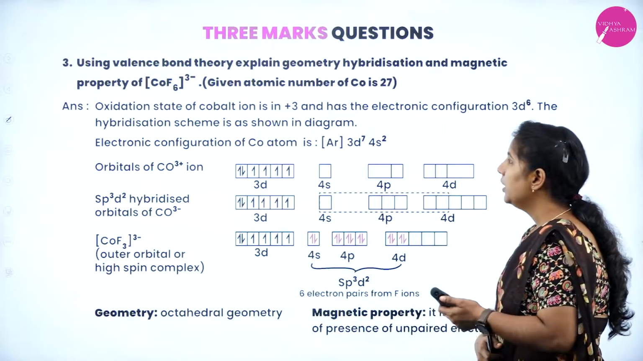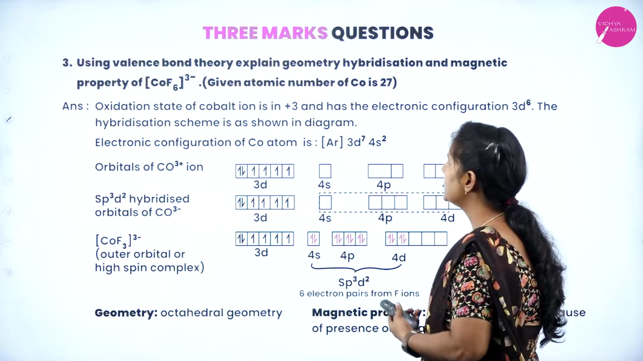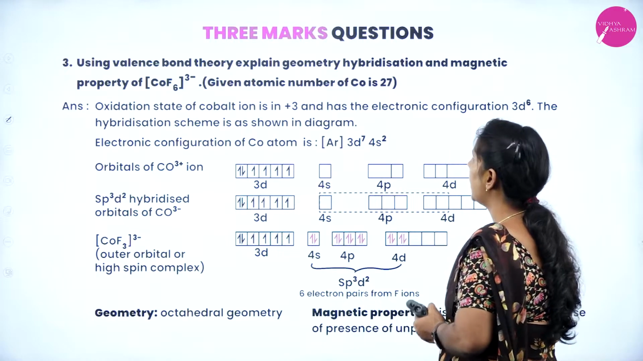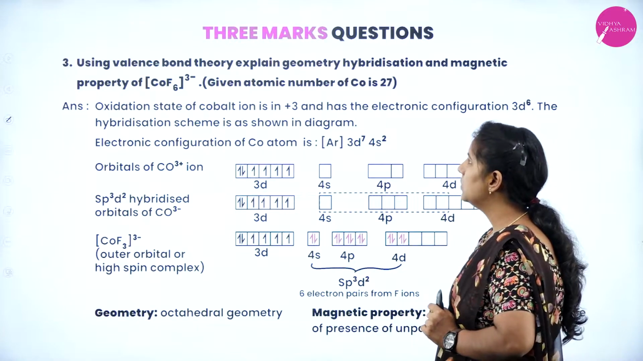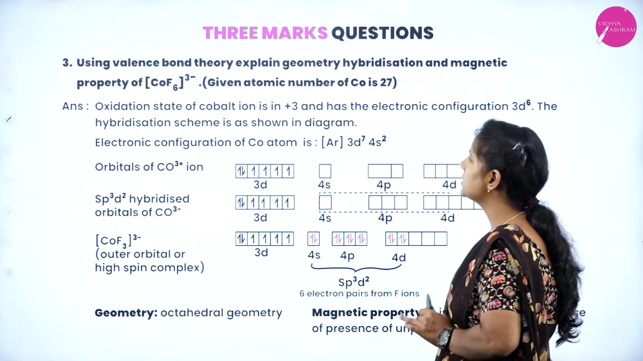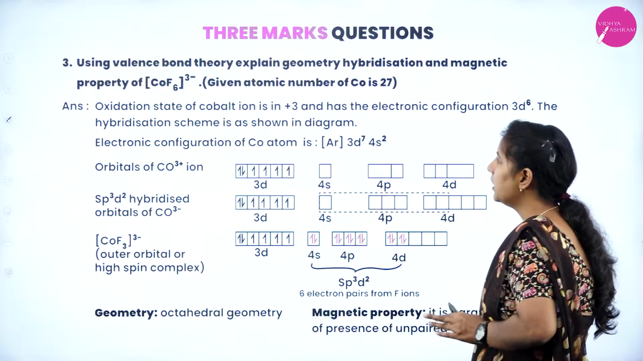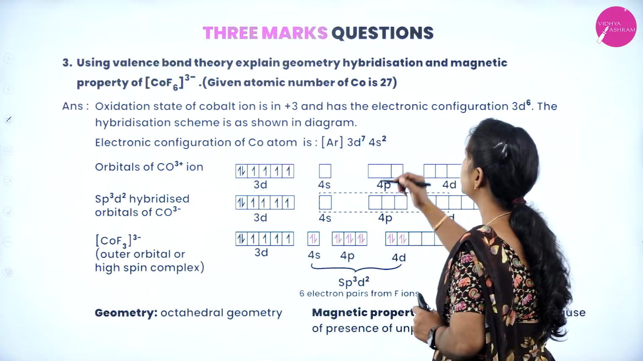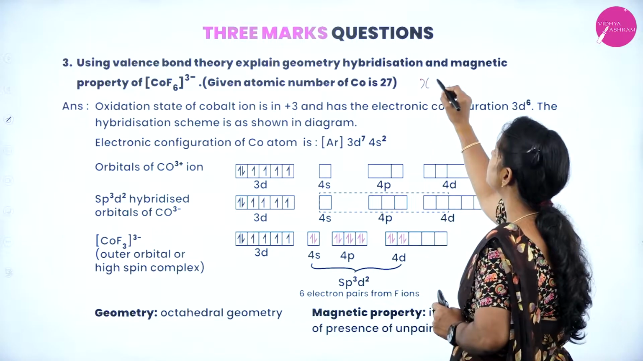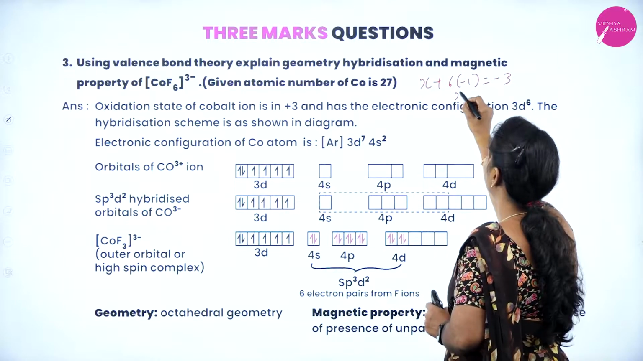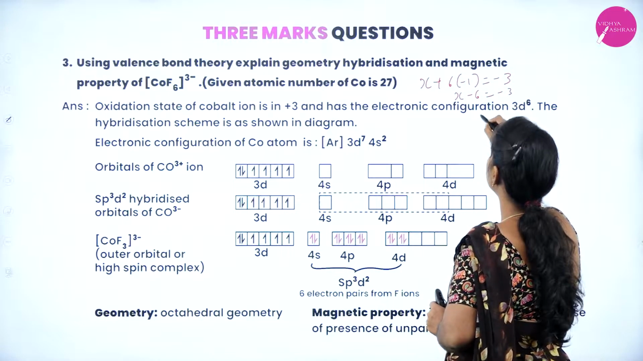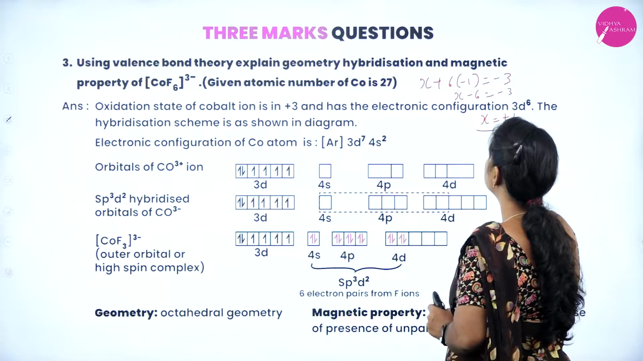Next. Using the valence bond theory, explain the geometry, hybridization and magnetic behavior of CoF6 3-, given that the atomic number for Co is 27. Now here also you must calculate the oxidation number for the cobalt. I'll take it as x plus 6 into minus 1 is equal to minus 3. x minus 6 is equal to minus 3. x is equal to plus 3.